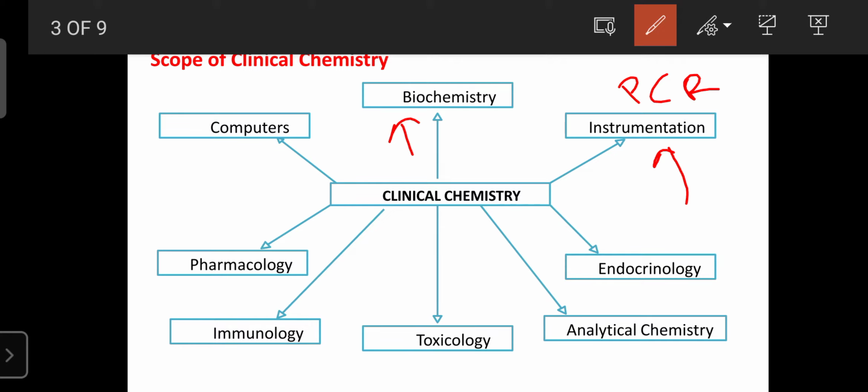Like that, the clinical chemistry is also helpful for the development of new instrumentation for the diagnosis of various abnormal conditions. And clinical chemistry also has scope in the area of endocrinology. That is the study of the hormone levels in the body, because the hormone concentration in our plasma reflects on our normal physiology.